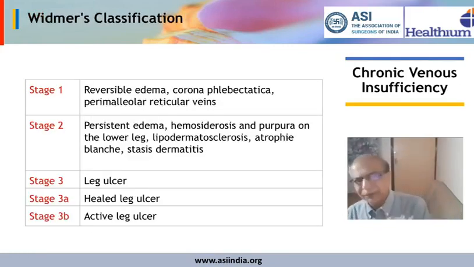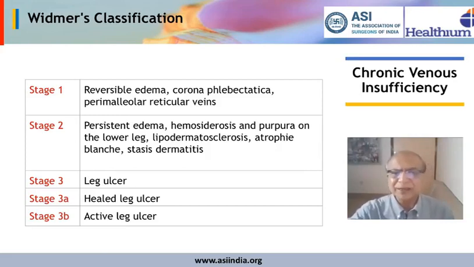There's another classification known as Widmer's classification: Stage 1, Stage 2, 3A and B. Reversible edema, corona phlebectatica, perimalleolar reticular veins is Stage 1. So this is a simpler classification. Persistent edema, hemosiderosis, purpura, mosaic skin, lipodermosclerosis, atrophie blanche, stasis dermatitis is Stage 2.